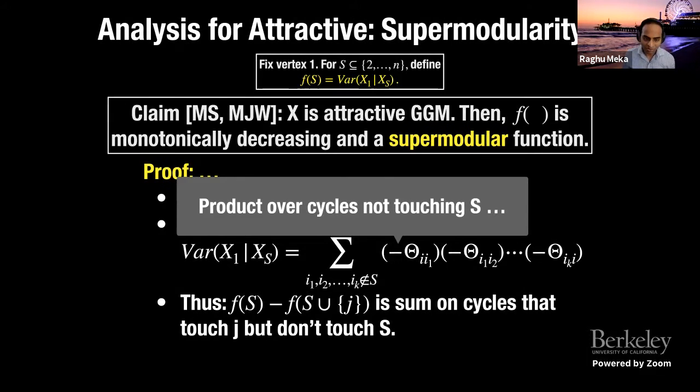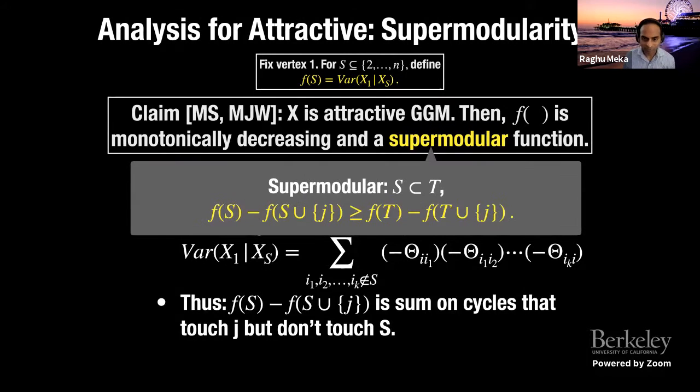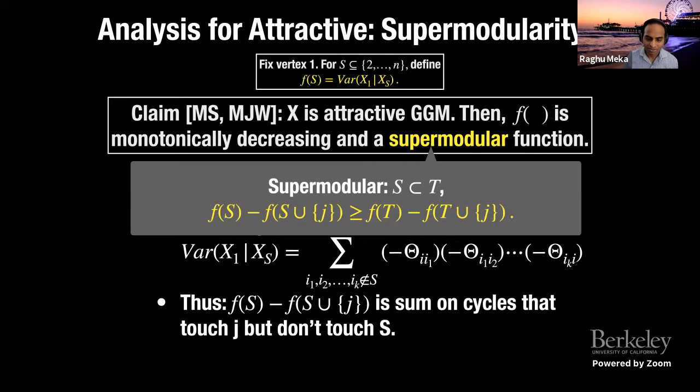And clearly now, if I take a bigger set T, the set of cycles you're summing over is smaller, right? So the condition is that you should not touch S. There are fewer cycles which do not touch T compared to do not touch S. So you're taking a smaller sum, so supermodularity would follow. Okay. So this is the proof of supermodularity.